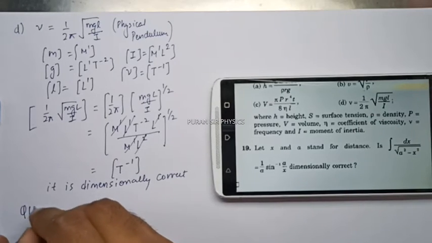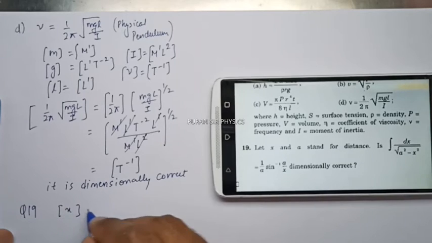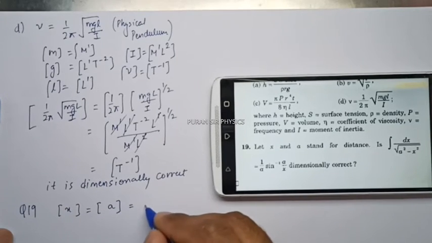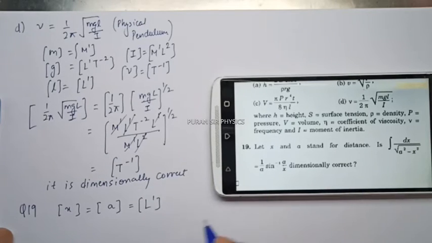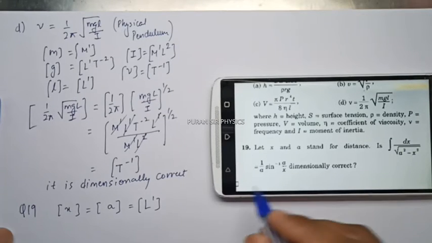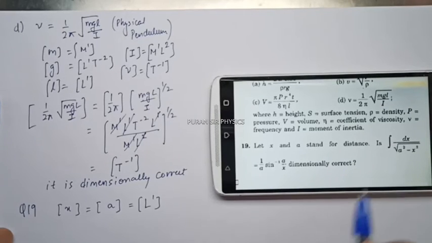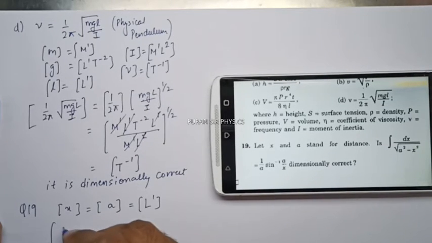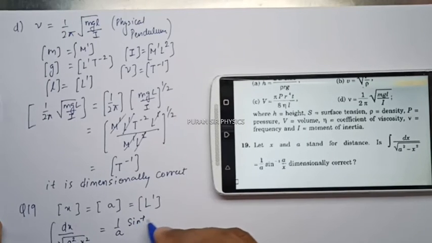So in question number 19, let x and a stand for distance. So it means the dimension of x is equal to the dimension of a is equal to l raised to power 1. Is the integration of 1 upon square root of a square minus x square equal to 1 upon a sine inverse a by x? We have to check whether it is dimensionally correct. So integration dx upon square root of a square minus x square is equal to 1 by a sine inverse a by x.